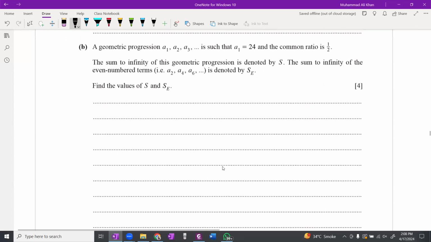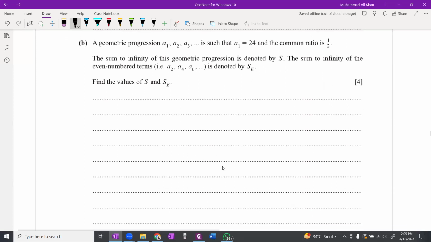A geometric progression a1, a2, a3 is such that a1 is 24 and the common ratio is 1 upon 2. The sum to infinity of this geometric progression is denoted by S. The sum to infinity of the even terms, that is a2, a4, a6, is denoted by SE. Find the values of S and SE, right?